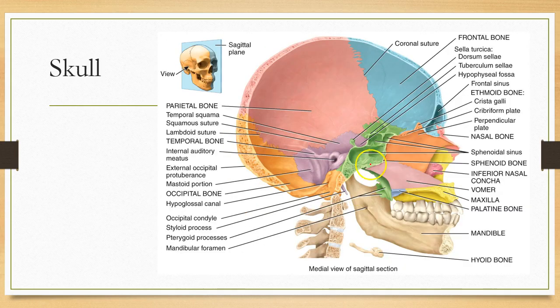Here is a sagittal view. We see the internal auditory meatus right here. We see some of the inner workings of the sphenoid bone. And then again, this is the ethmoid bone. So this is that perpendicular plate. Here is the vomer bone. We see the internal of the maxilla. This is going to be the palatine bone, but we don't focus on that too much. And then the occipital bone.